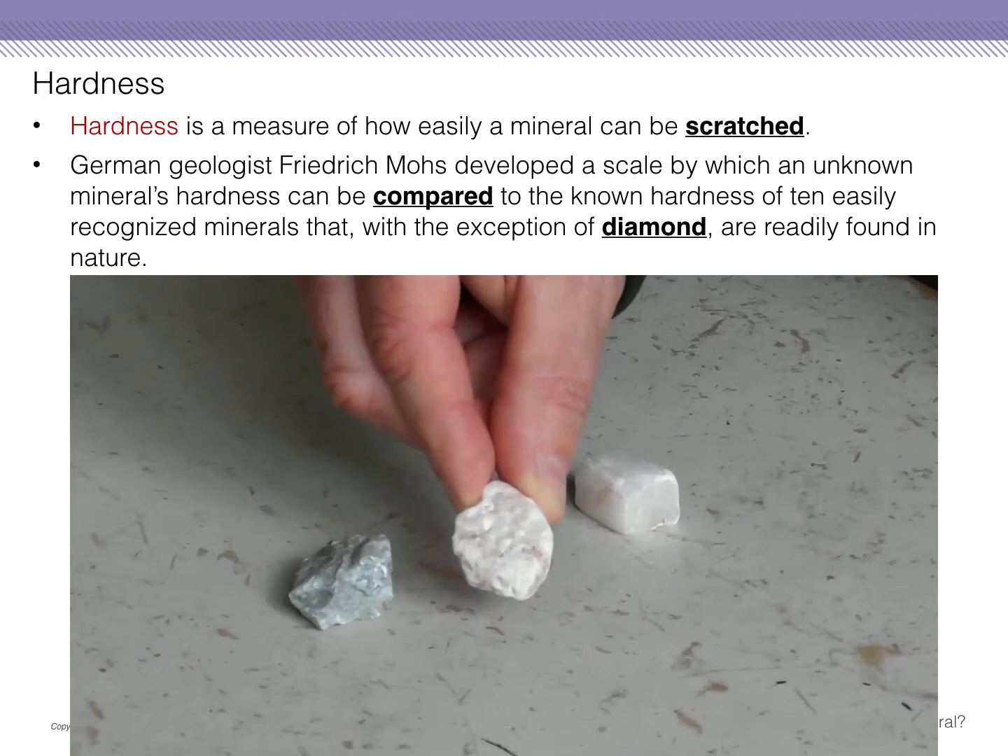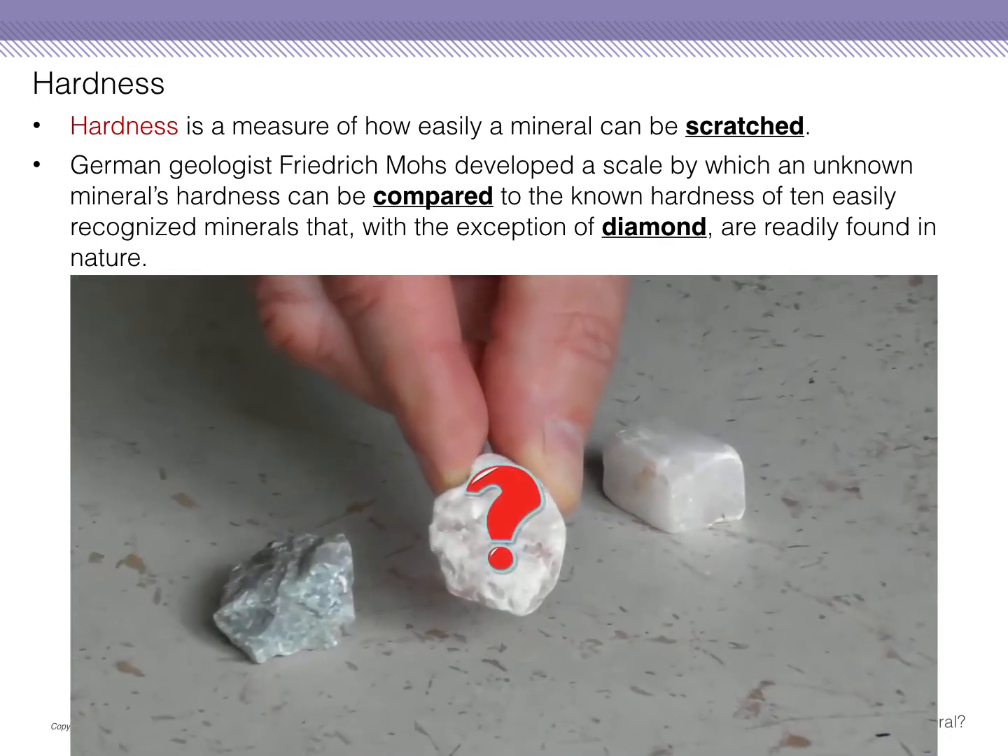Hardness. Hardness is a measure of how easily a mineral can be scratched, as you're going to see in a second. German geologist Friedrich Mohs developed a scale by which an unknown mineral's hardness can be compared to the known hardness of 10 easily recognized minerals that, with the exception of diamond, are readily found in nature.